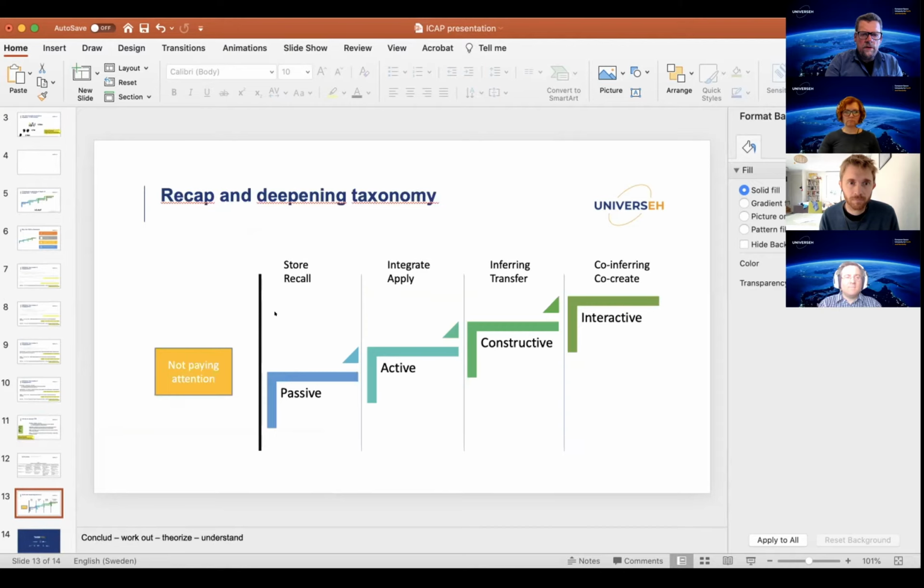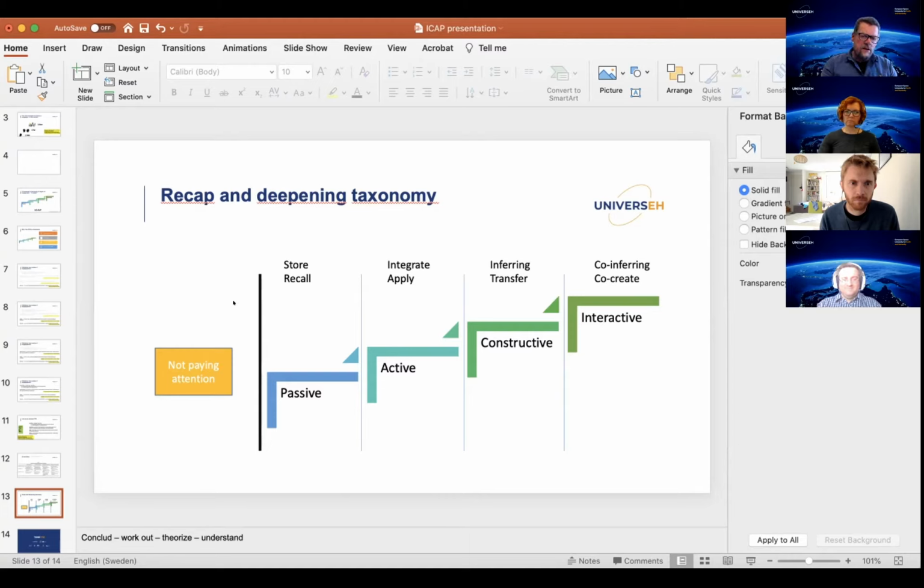I think we will go to this one. The first thing I want to say is, because we sometimes talk about whether passive is a desirable mode of learning or not, I want to start at the 0 level: passive is still paying attention. So we have the not paying attention, that is kind of out of the question in this taxonomy, just to be clear on that point.